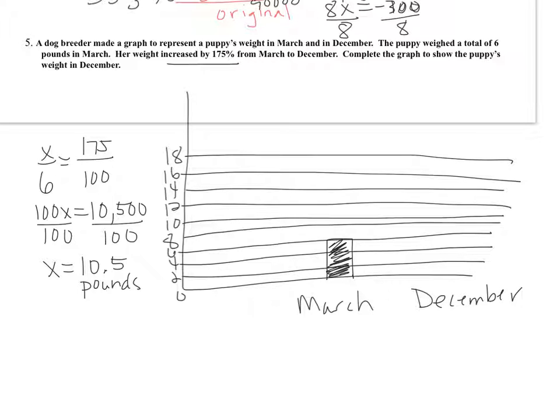Now, that's not how much the puppy weighs now. We have to take what it weighed in March, which is 6, and add the weight gain, which is 10.5, for a total of 16.5 pounds. So when you go to your bar graph for December, you're going to go all the way up to 16 and a little bit more. So this time, since we knew the rate, we could fill in the percentage over 100. We just had to decide, since that was an increase, we've got to add on to our original amount to find the new amount.